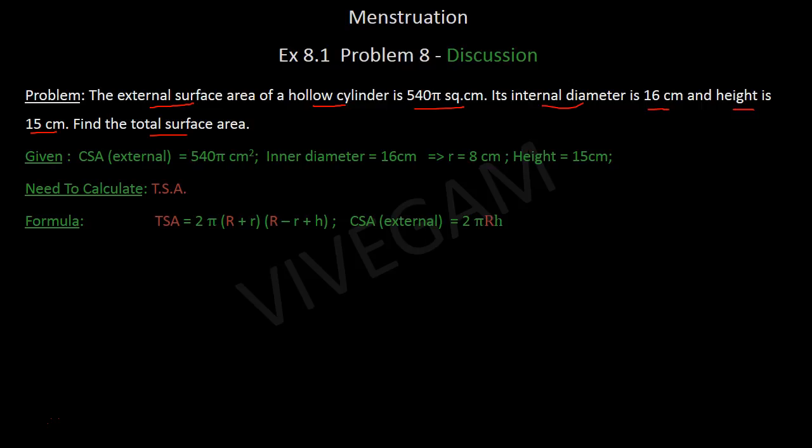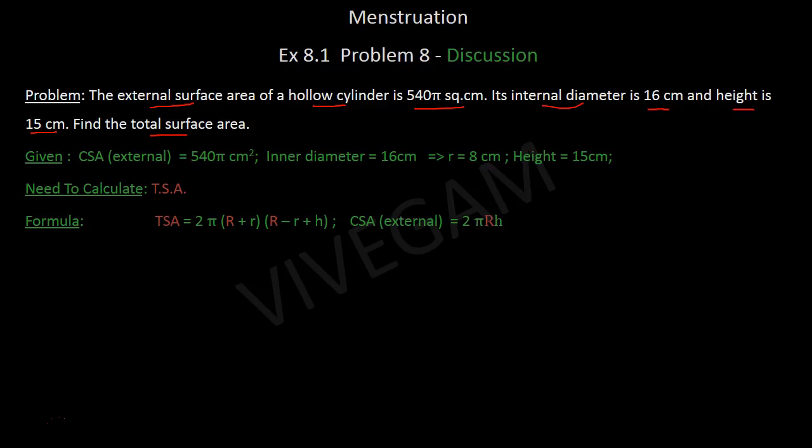You have to use this information. So write the formula for CSA. CSA external equal to 2 pi into capital R into H. Okay, so in this case CSA is known and H is known, which means capital R can be calculated. Once we know the external radius, that is capital R, we can use that value here and the internal radius and the height to calculate TSA.